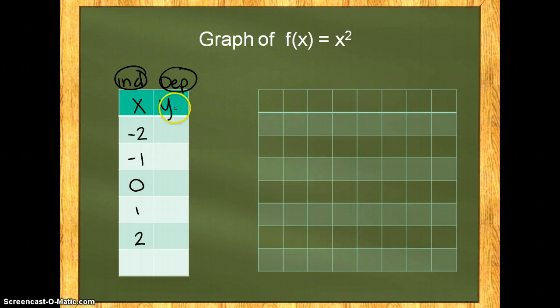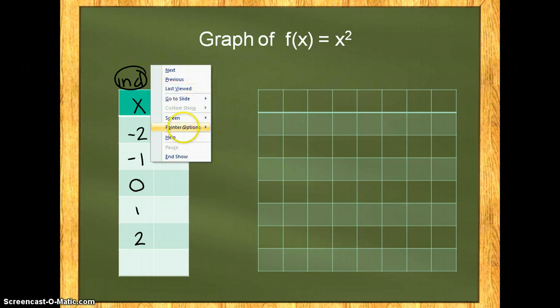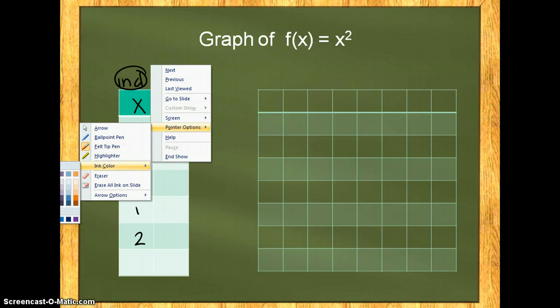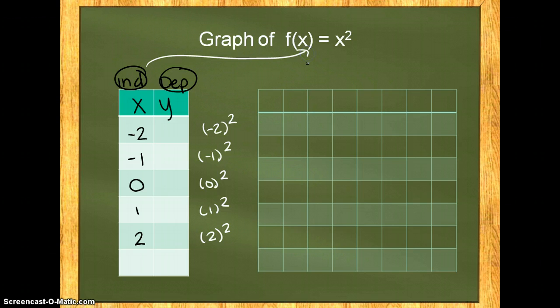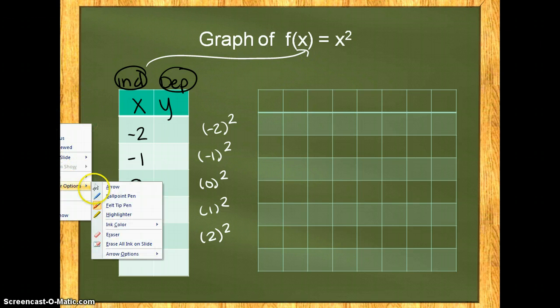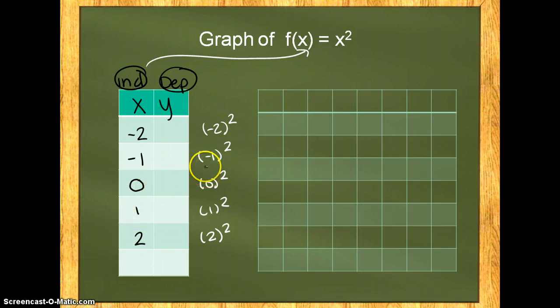The next step is to figure out how to solve for y. So that would be -2 squared, -1 squared, 0 squared, 1 squared, and 2 squared. All I'm doing is taking the x values that I chose and plugging them into the given defined function. From here we can plug those in. -2 squared is 4, -1 squared is 1, 0 squared is 0, and then 1 and 4.